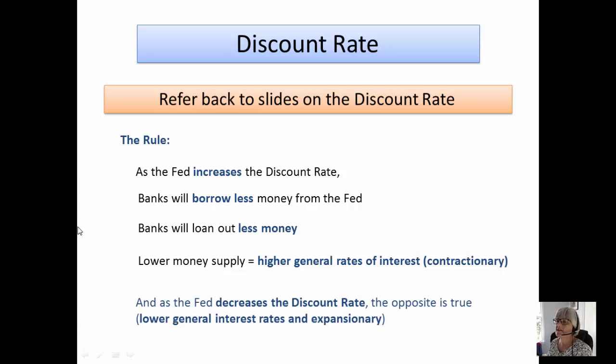If the Fed decides on an expansionary policy, then the action is the opposite. The Fed will decrease the discount rate, encouraging banks to borrow from them, resulting in more money in the money supply and lower interest rates.